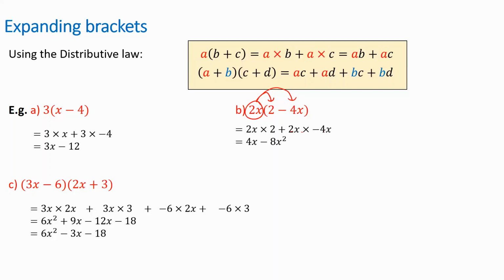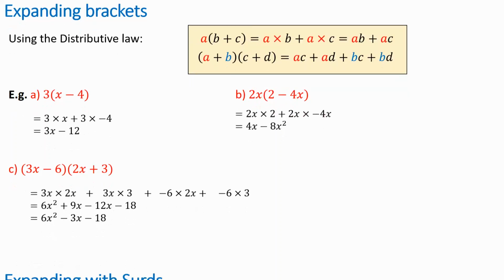I do want to see that you do 3x times 2x is 6x squared. 3x times 3, you know that's 9x. Negative 6 times 2, that's negative 12x there. And the negative 6 times 3, negative 18. And then simplify. Alright, how are we with copying? We're good. Alright, let's go.